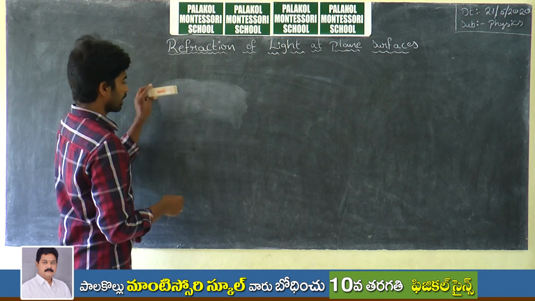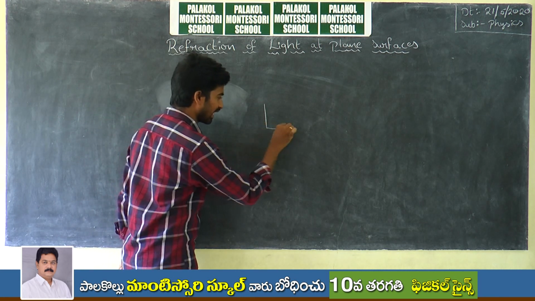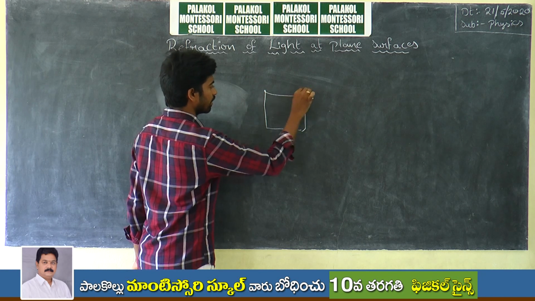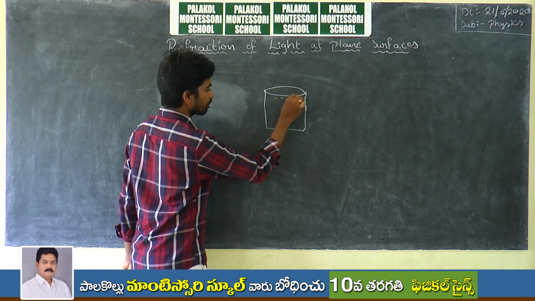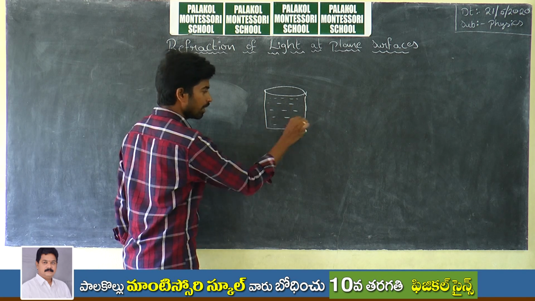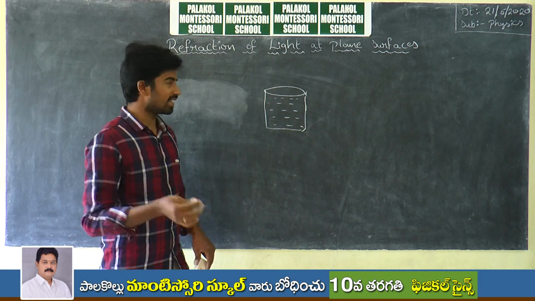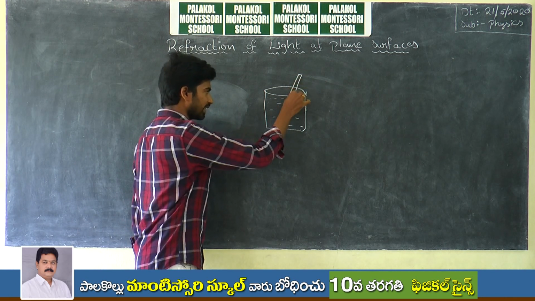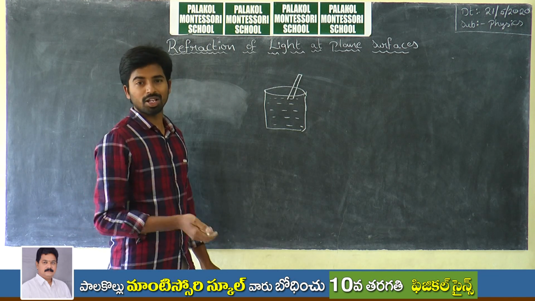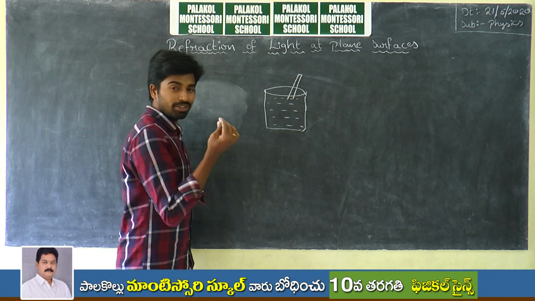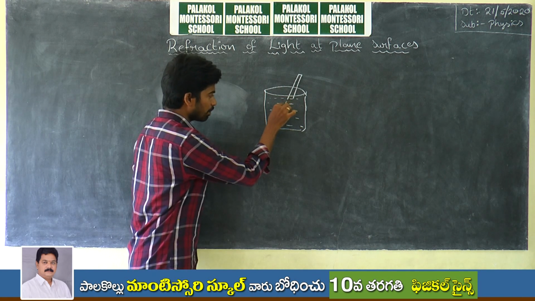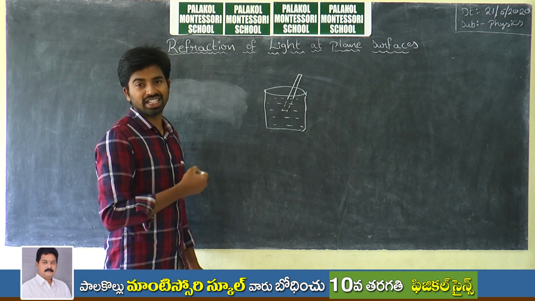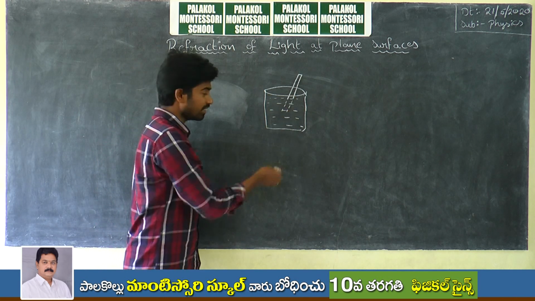Let us consider a glass beaker filled with some water. If you place a stick or a pencil inside this glass beaker, this is the actual shape of the pencil. It will be in a straight line. The structure of the pencil is straight.